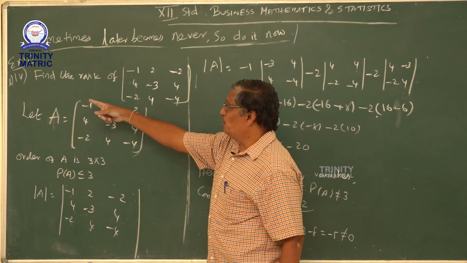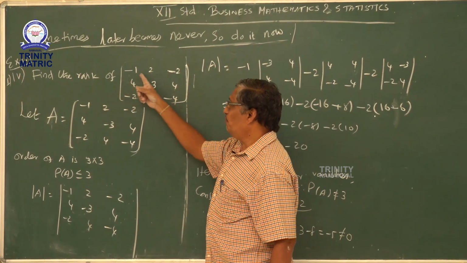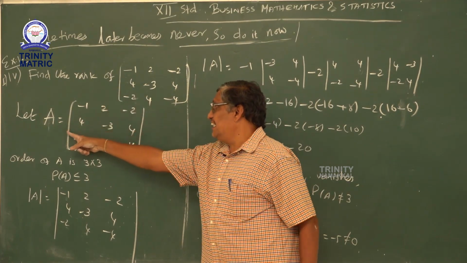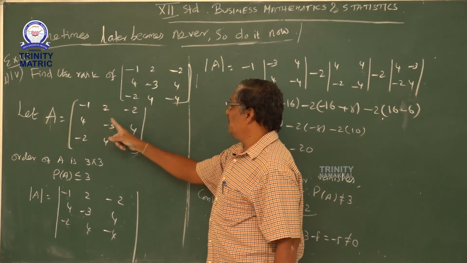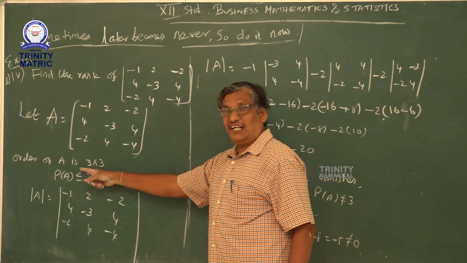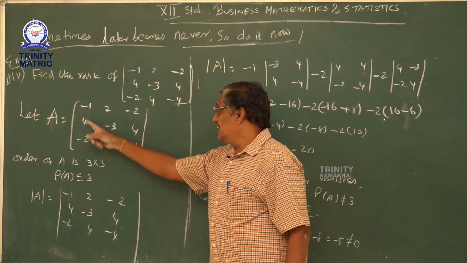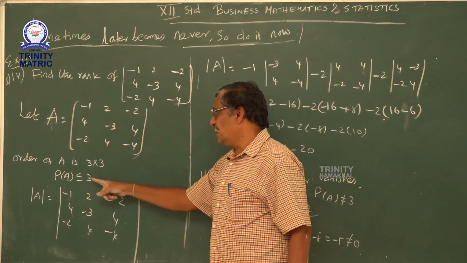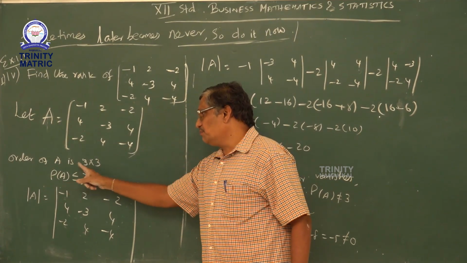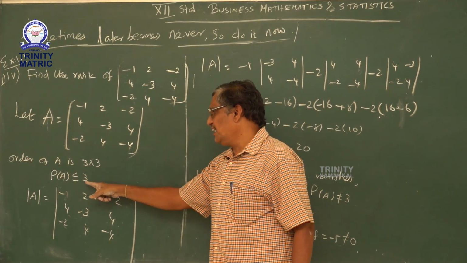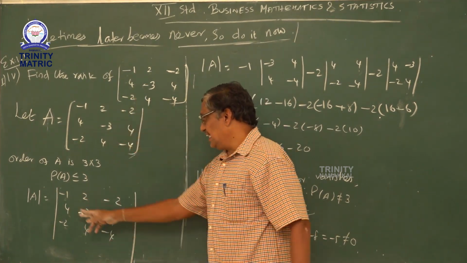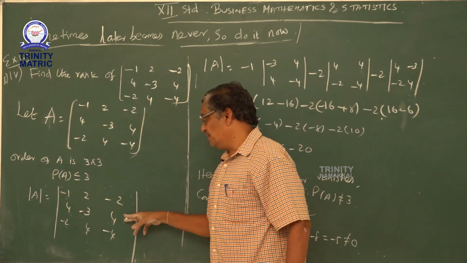Next we will go for the fourth sum. Find the rank of a 3 by 3 matrix. Let A be the given matrix, you have to write it. Let A is equal to minus 1, 2, minus 2, 4, minus 3, 4, minus 2, 4, minus 4. Now you know how we find the order. We have 3 rows and 3 columns, so the matrix is 3 by 3. Rank of A is at most the minimum of these numbers. What is the minimum number? 3. Now we have to find the determinant value.